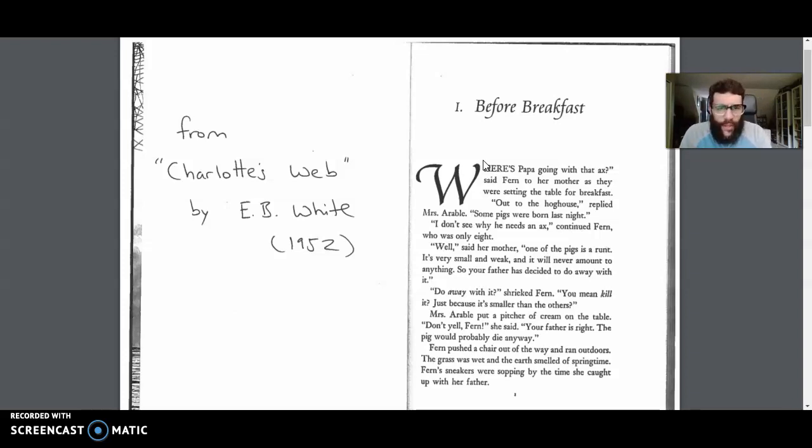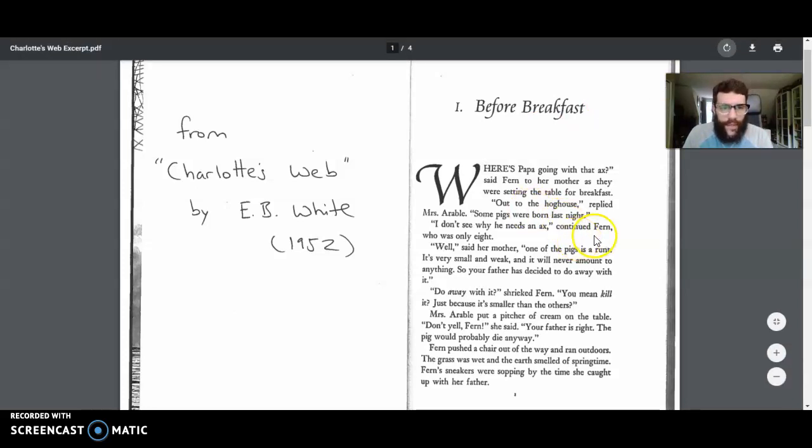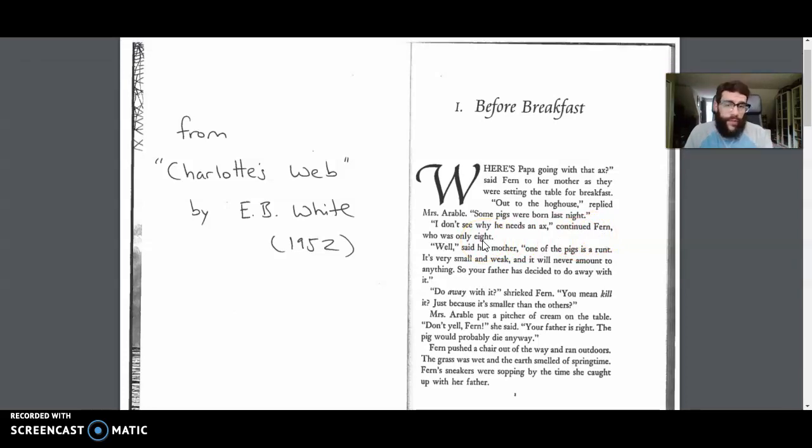So again, I think we have some good moments here. We have the character of Fern, and we have information about her that she's only 8, so she's very young. And then the parents are mentioned, Mrs. Arable and Mr. Arable. And this particular section is, I think, really important. "Well," said her mother, "one of the pigs is a runt."